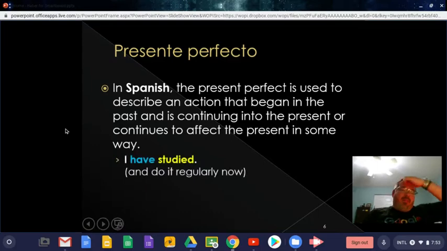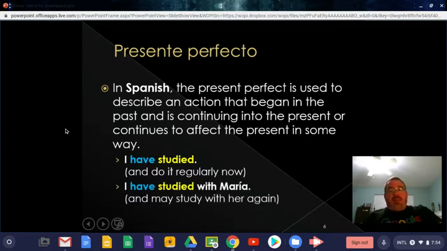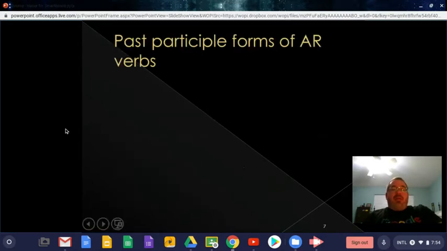Here are some examples. I have studied, and I do it regularly now. I have done it. Okay, I've studied Spanish. I've spoken Spanish. I have eaten pizza my whole life. I'm still going to do it. I'm doing it regularly now. I've studied with Maria, and I might study with her again. I've done it, and I'm probably going to do it again.